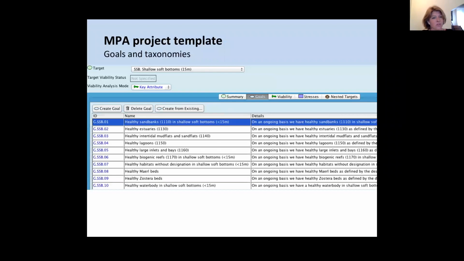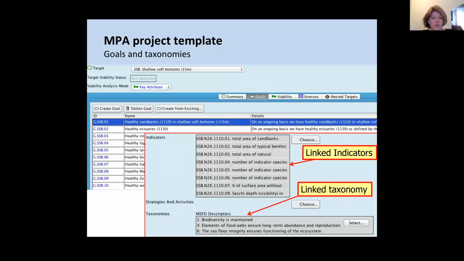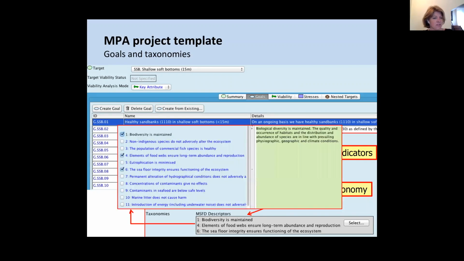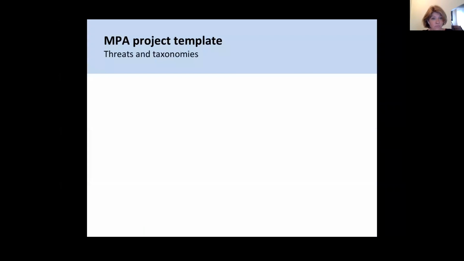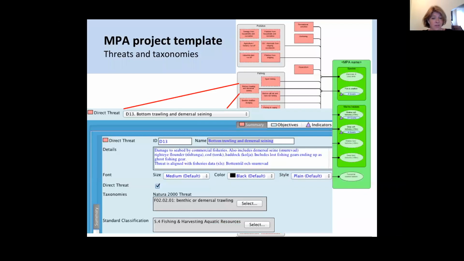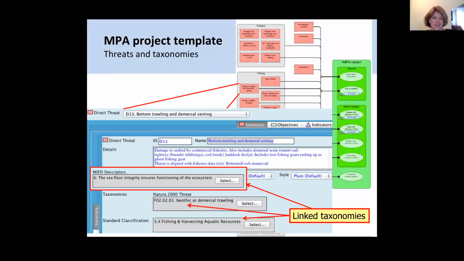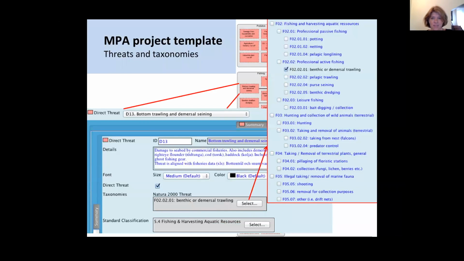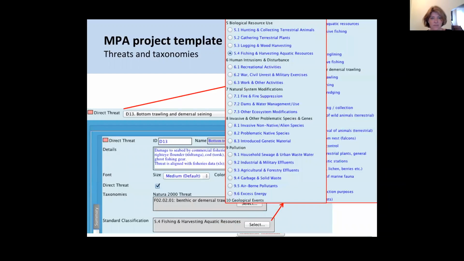The same logic goes for goals, and we use the taxonomy of something that is called the Marine Strategy Framework Directive. That's our European policy context. So we link them to a set of indicators, link them to a taxonomy of goals. And again, the same we did with the direct threats, and we link them to not only the standard classification that Annette was talking about, the CMP IUCN classification, but also to a local, a European classification of threats, and even to MSFD, Marine Strategy Framework Directive.